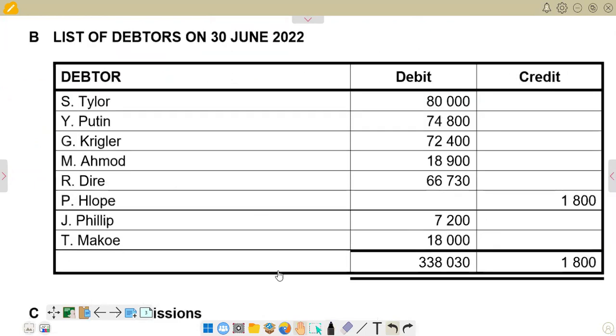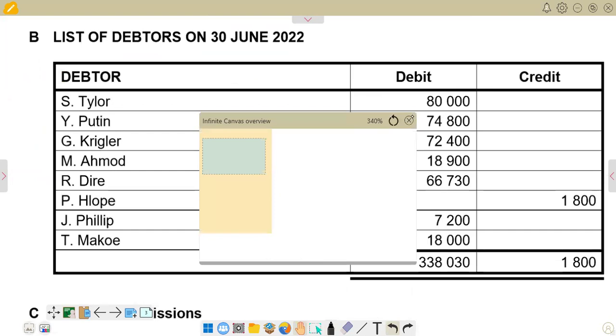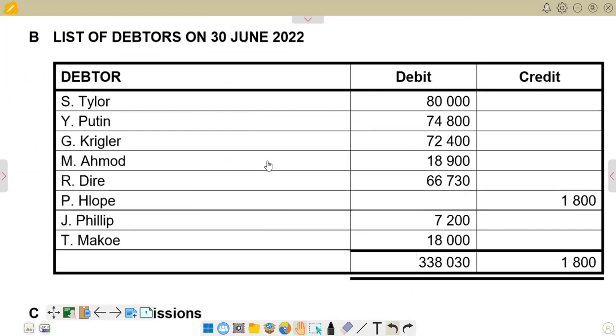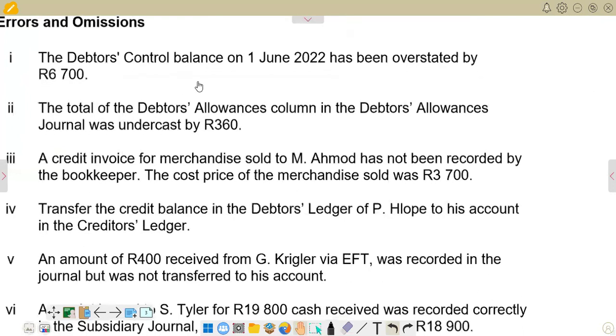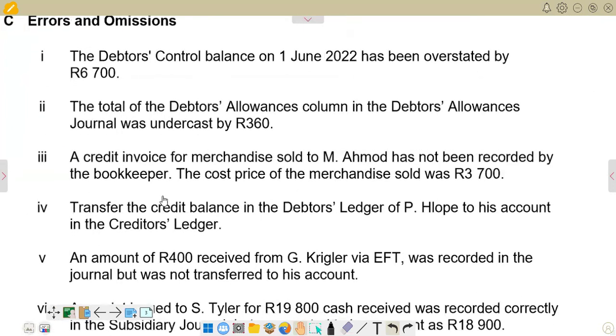So if we come here, we see that this is the list of debtors that we are given. We can go to the additional information now, item by item, trying to see which error is affecting any of the debtors in the list of debtors. If you go down, let's try to see here. The first one is saying debtors control balance on 1, 2. This is the debtors balance that we are given. Then you go to the next one.